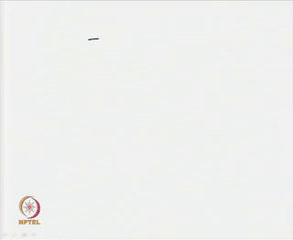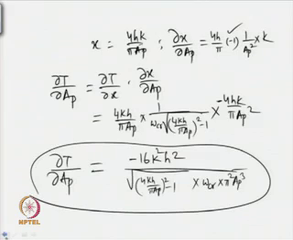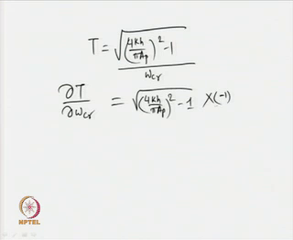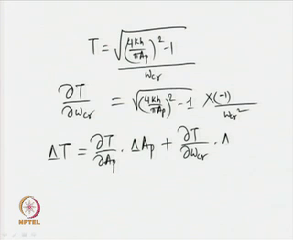Now, since again t is equal to root of 4 k h by pi A p square minus 1, upon omega c r, then the second partial differentiation is with respect to omega c r. So, del t of del omega c r will be simply root of 4 k h upon pi A p square minus 1 into minus 1 divided by omega c r square. Okay. So, I will get the final expression for delta t now. So, delta t is given by del t upon del A p times delta A p plus del t upon del omega c r times delta omega c r.